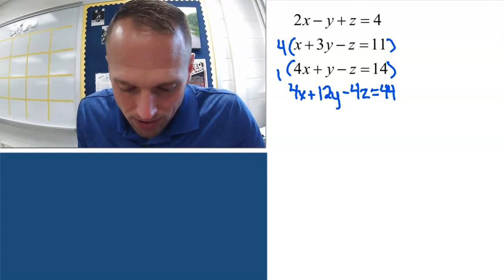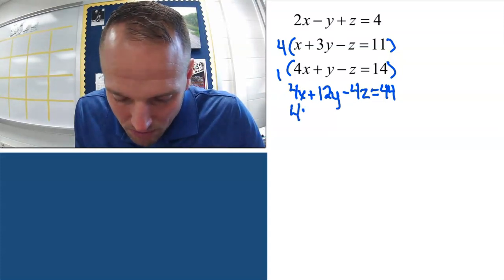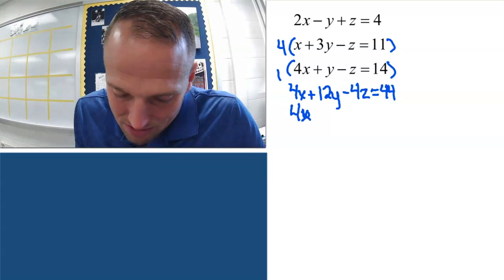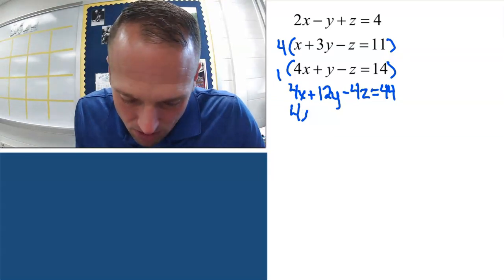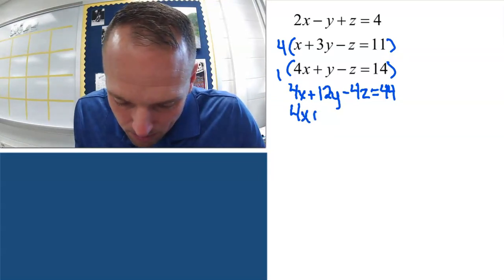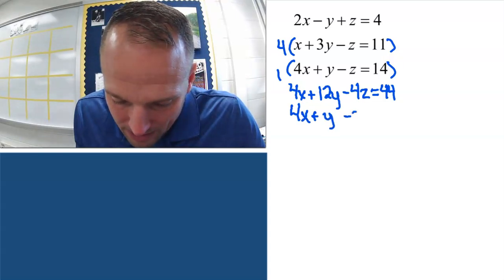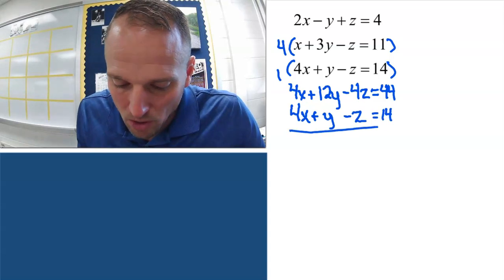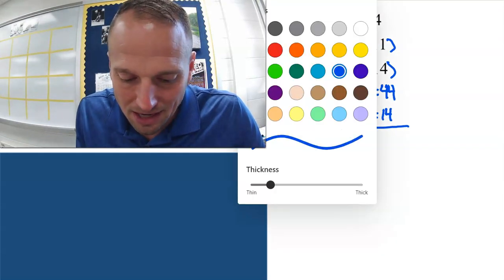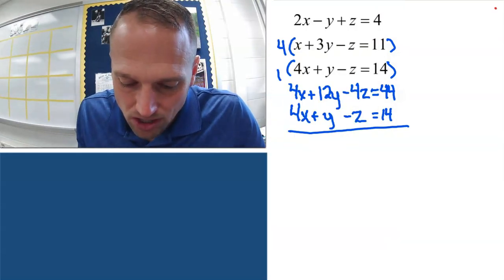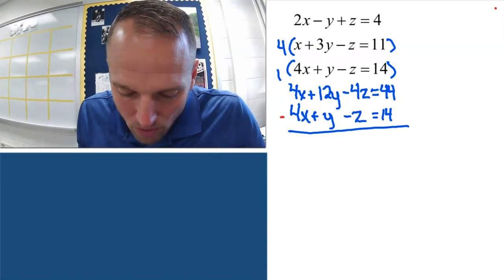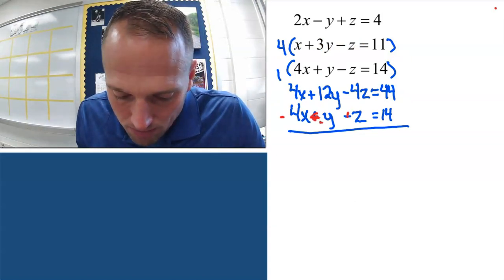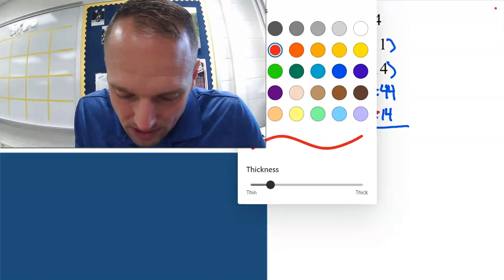Okay, now the next one's going to be easy. When I multiply by 1, nothing changes. This is just going to be 4x, almost made a mistake there, 4x plus y minus z equals 14. Okay, now we are ready to eliminate the x's in this. I'm just going to have to change the signs. Negative 4x, make this a negative y and make this a positive z, and a negative 14.